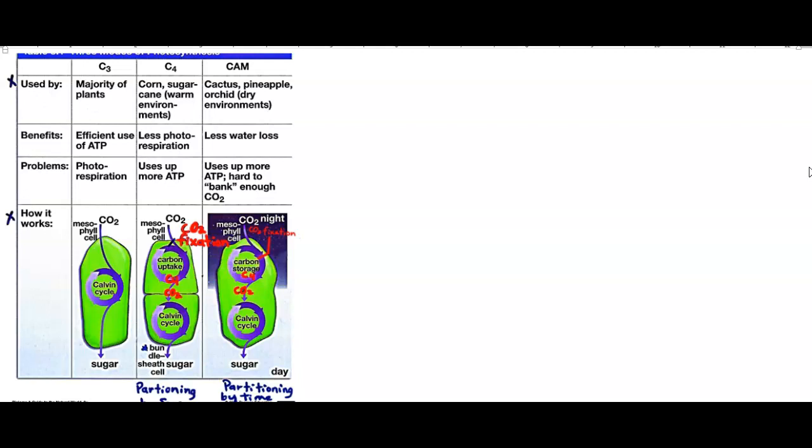Examples of different kinds of plants. C3 plants: almost all plants are C3, which is why we focus on that. C4 plants: corn, sugarcane. CAM plants: cactus, pineapple, orchids. And we went through these problems here, benefits. And we moved down there.